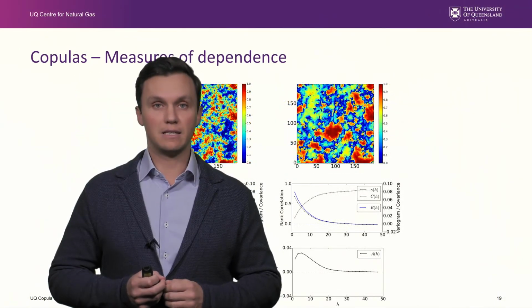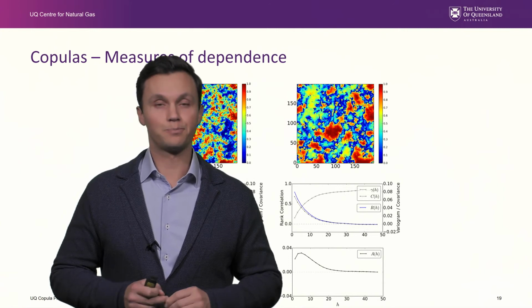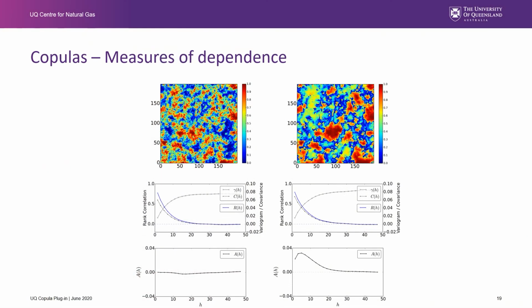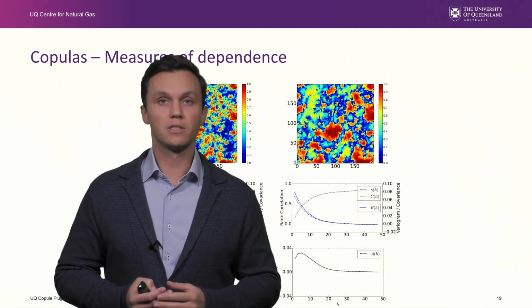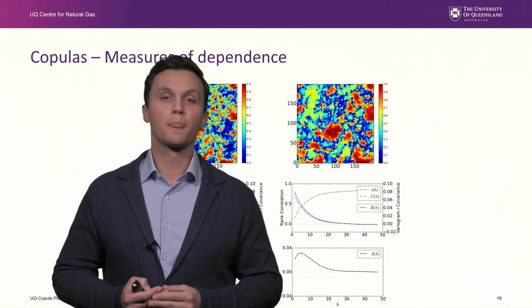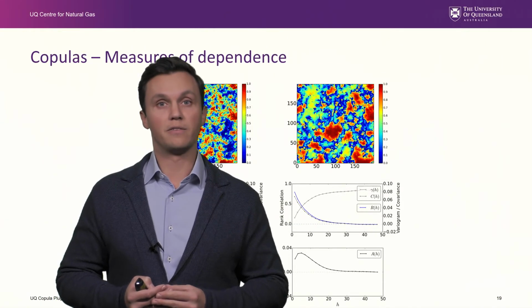If we were to analyze those fields using a variogram, we would end up with pretty much identical variograms for both fields, indicating that a variogram is not able to distinguish between the difference in the structures. The same holds true for the rank correlation function, which cannot distinguish between the difference.